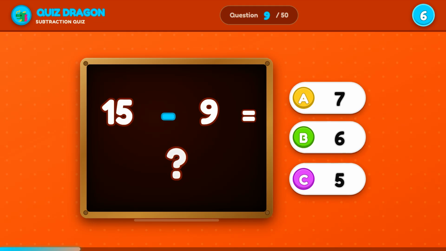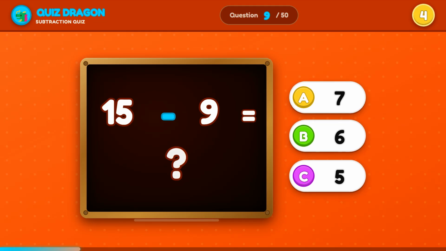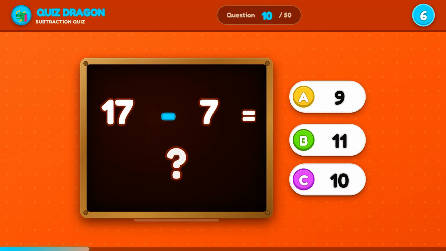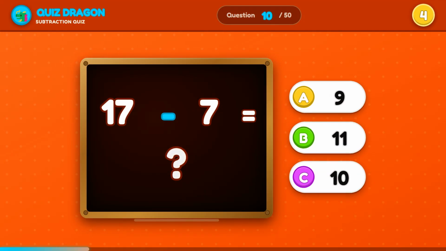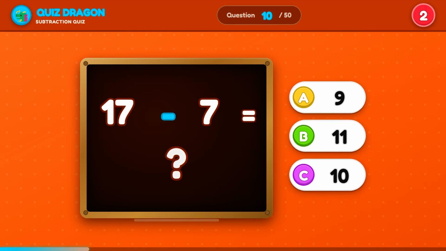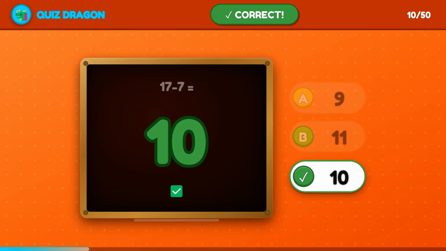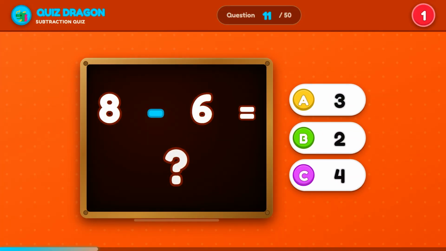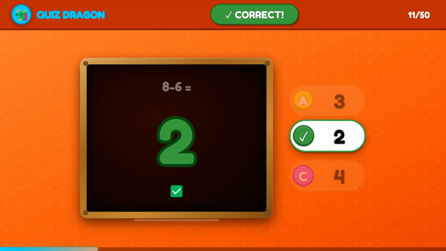Keep going. Question 9. 15 minus 9. What's the answer? The correct answer is B, 6. Question 10. What is 17 minus 7? The correct answer is C, 10. Number 11. 8 minus 6 equals. The correct answer is B, 2.